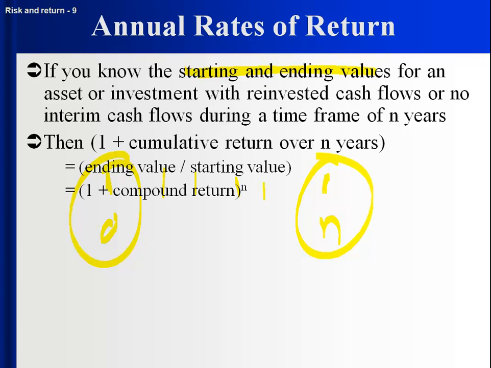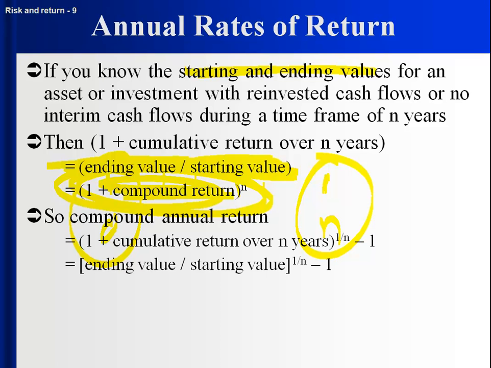1 plus the cumulative return is simply equal to the ending value over the starting value. This expression captures how much I have for each dollar I started with n years ago. So therefore, that's equal to 1 plus the compound return to the nth. If I put in a dollar, that's how much I would have after n years.